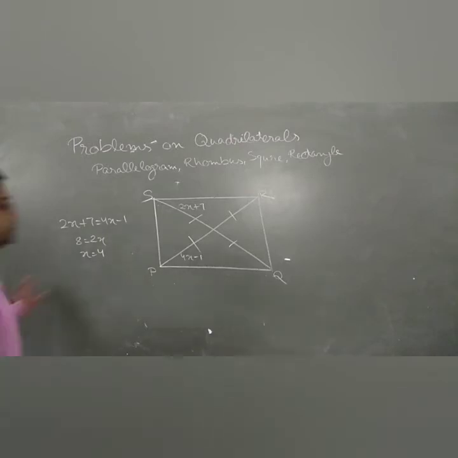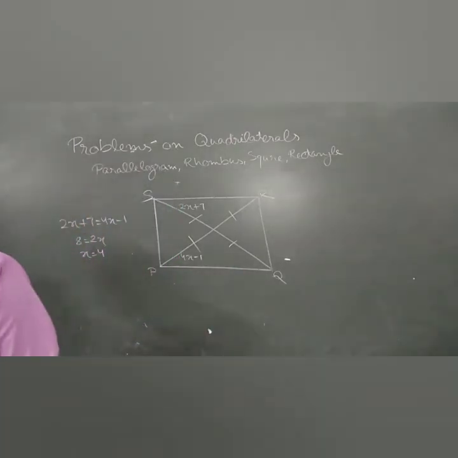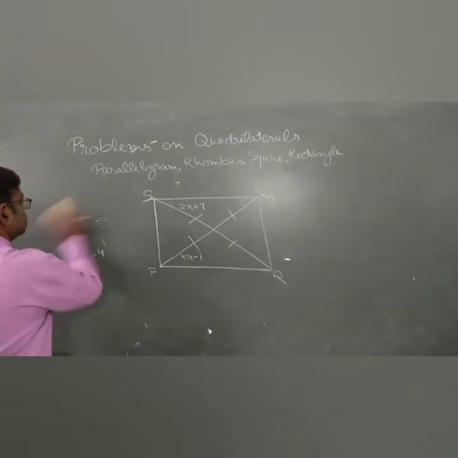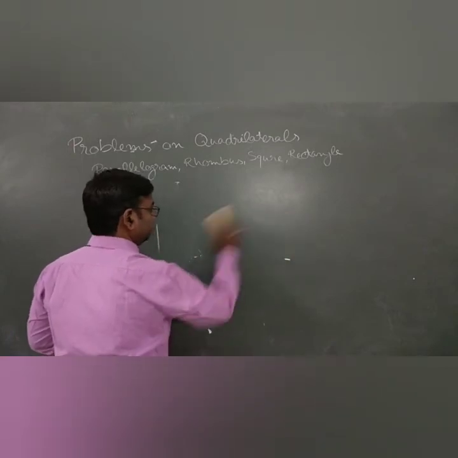Likewise, we have to solve question 1 up to question number 6. Now I am going to solve question number 7. It's a very interesting question. This question says that there is a trapezium. I think all of you know about a trapezium.